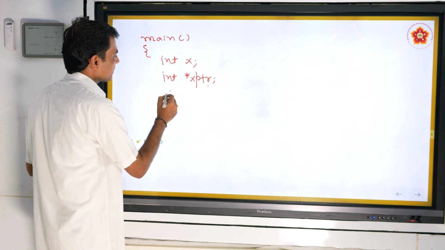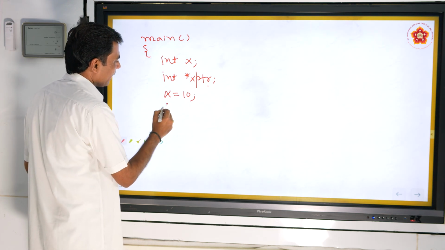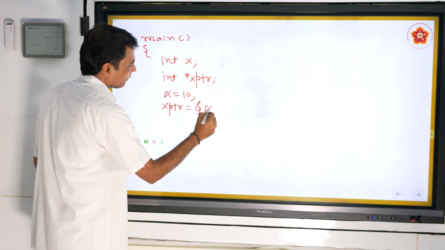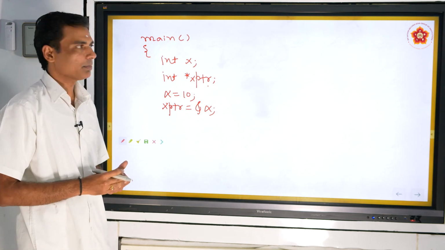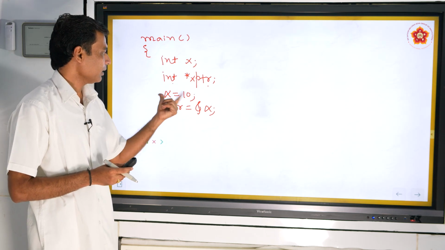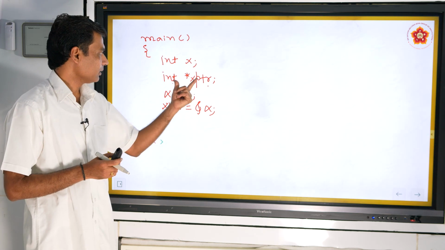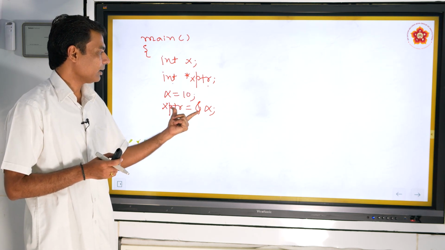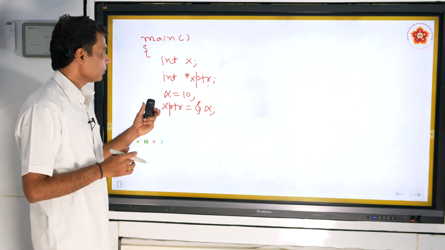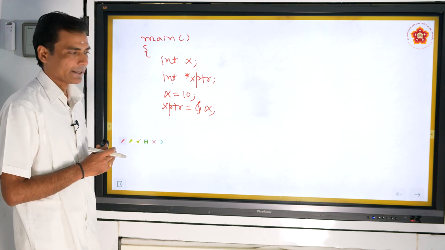Now I am initializing x, so x is equal to 10, and then I am initializing the pointer: xptr is equal to address of x. So this is very simple. We have created one integer variable and one integer pointer, and here I have initialized x with the value 10 and the pointer with the address of x. Then I am going to access the memory contents of xptr as well as x.